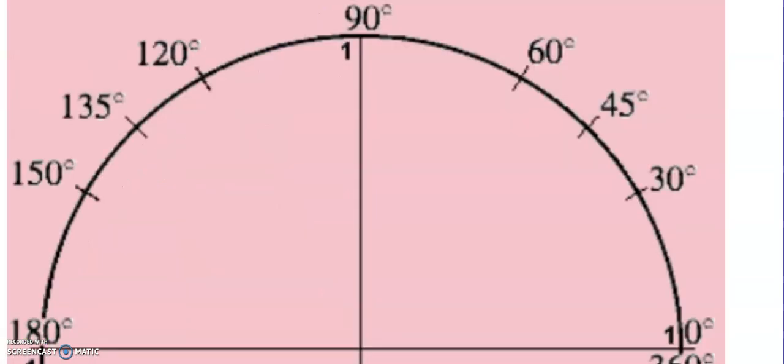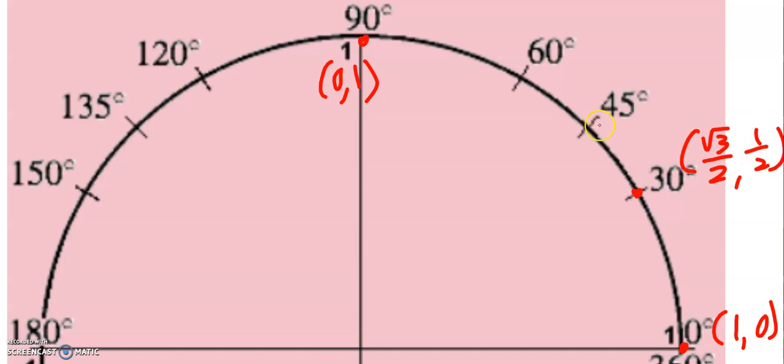Now, when we put this all together, we also need to take into account that at 0, remember it's a radius of 1, so this is 1, comma 0. At 90, it's still a radius of 1, but this is going to be 0, comma 1. And then we had root 3 over 2, comma 1/2.